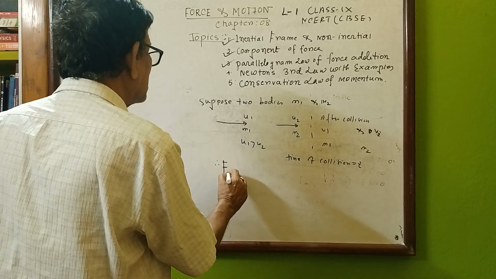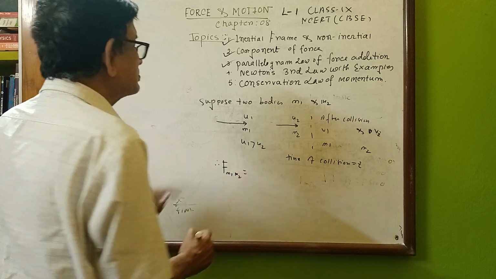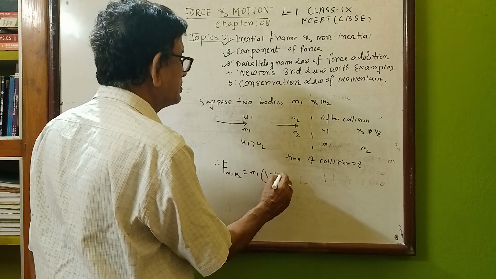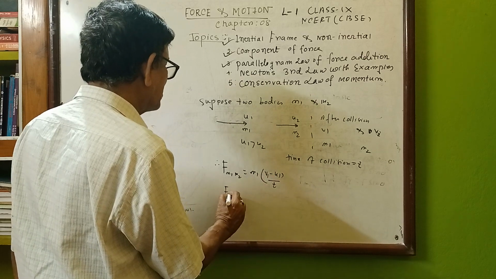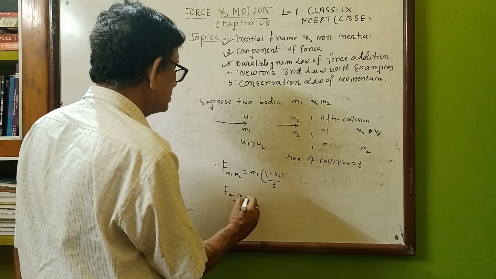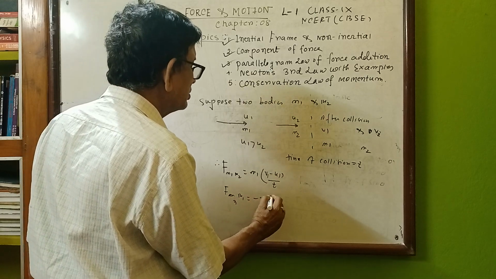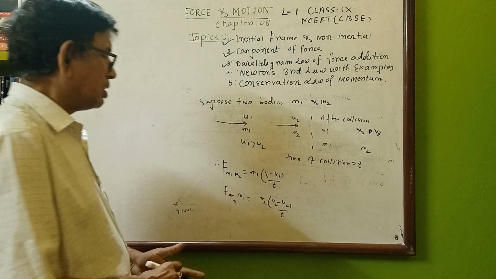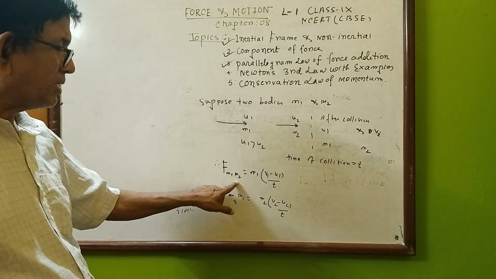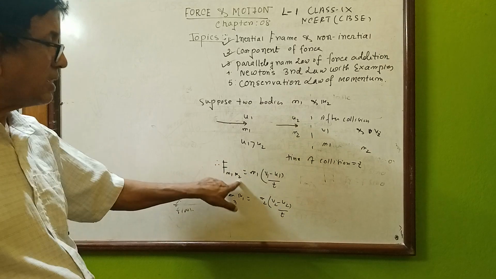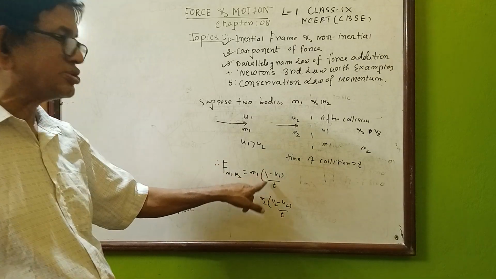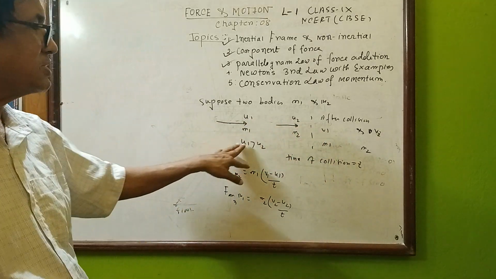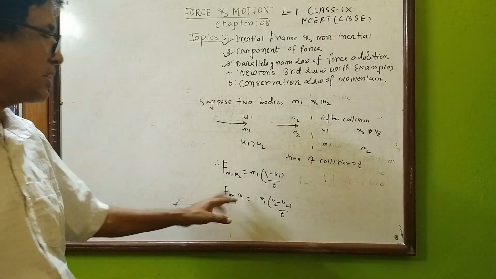on M1 by M2 equal to, what is the force? Rate of change of momentum, that is M1 times velocity change, (V1 minus U1) by t. Similarly, the force given by M1 on M2 will be M2 (V2 minus U2) by t. Now force on M1 given by M2 equals mass of the body times velocity change. You see what is the velocity change? For the first body, initially it is U1, finally it is V1. Similarly for the second body, initial is U2, final is V2. So we are getting this.